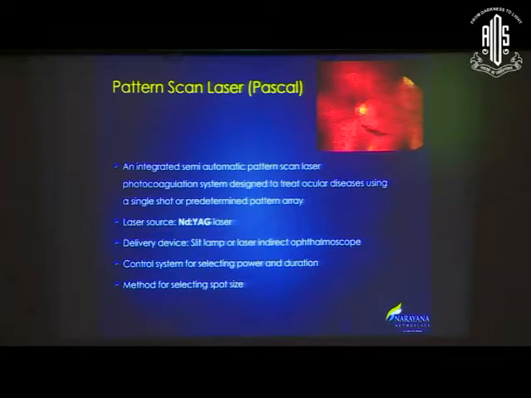The next one is the pattern scan laser, which again is built on a slit lamp. This is an integrated semi-automatic pattern scan laser photocoagulation system that is basically designed to treat ocular diseases using a single shot or a predetermined pattern array. The laser source is Nd:YAG, and the delivery device is a slit lamp or even a laser indirect ophthalmoscope.